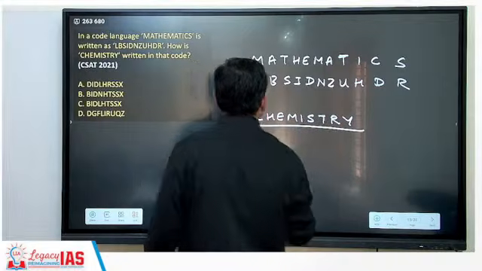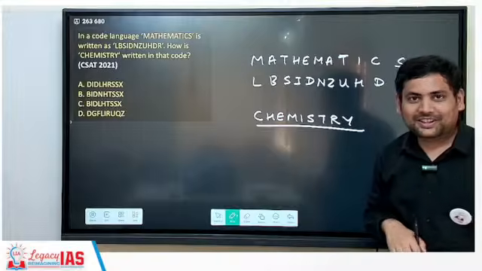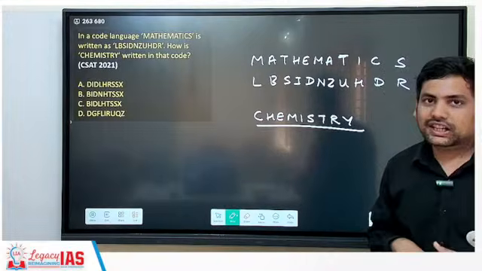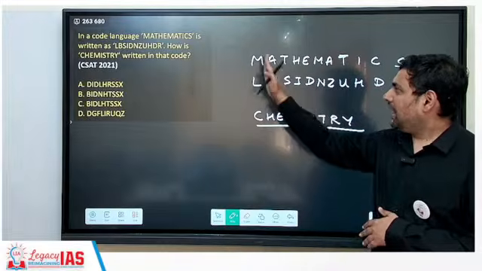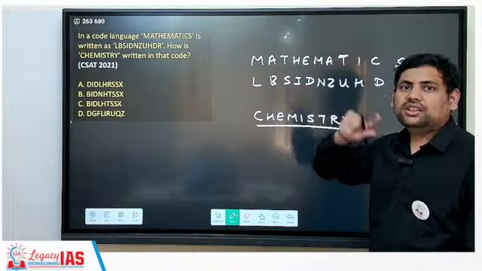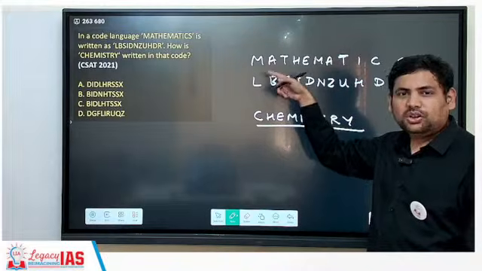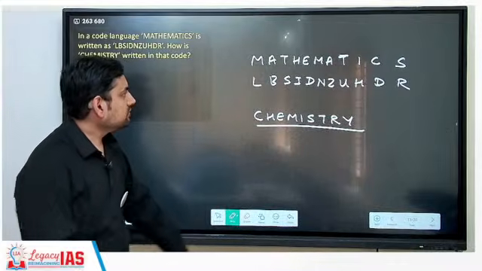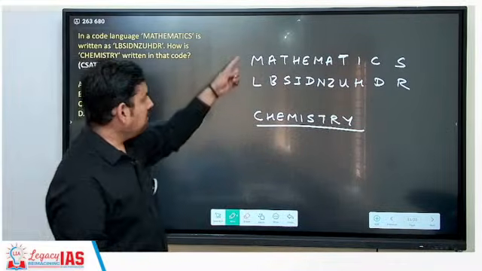What is chemistry written as? Now, it looks daunting, but actually the pattern is fairly easy if you can find it. Now, ML, first of all, you see the number of letters here and here are equal. That means, and the letters are different, so it is an alphabetical puzzle. That is for sure. Now, how do you get from M to L?